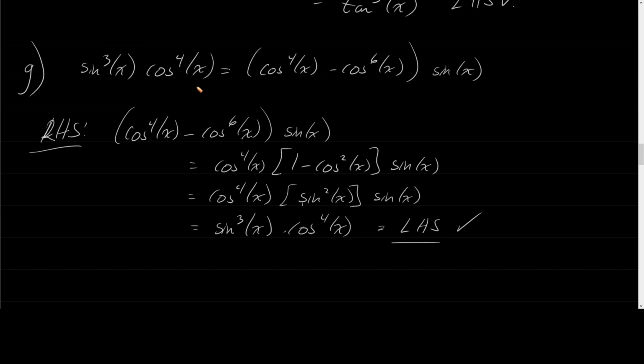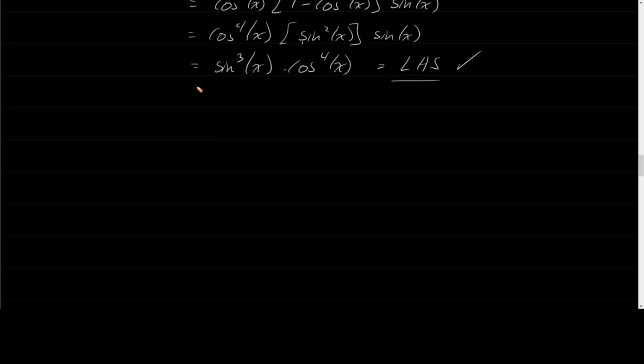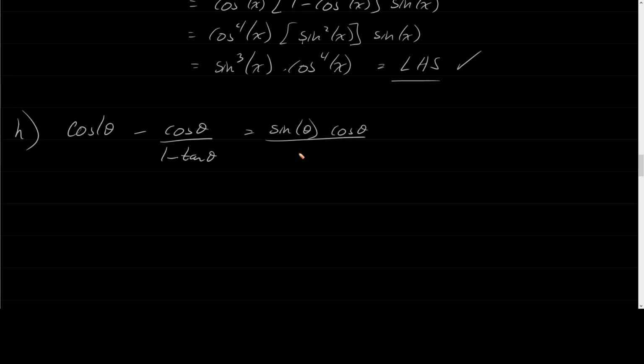Let's do maybe a couple more. So that was G. H. Let's say that I had something like cosine theta minus cosine theta over 1 minus tan theta is equal to sine theta times cosine theta over sine theta minus cosine theta.